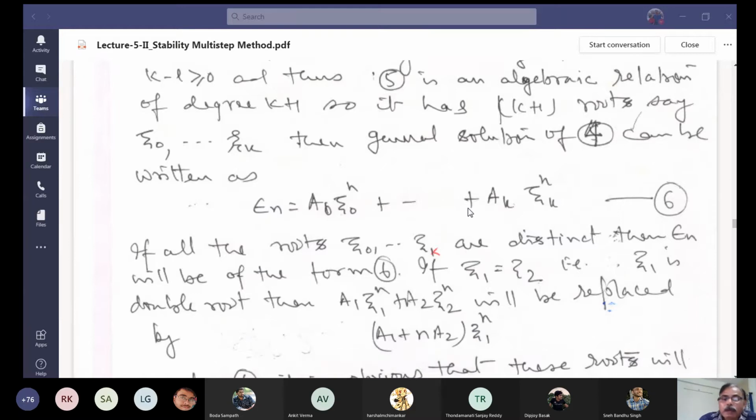Suppose two of the xi i's, xi1 and xi2, are the same, then the solution will be what? It will be a1 plus n times a2, xi1 to power n. Is that right? If there is one more, then it will be plus n square a3, xi1 to power n. Is that clear? Yes, sir. Then only they will be linearly independent. Otherwise, they won't be linearly independent.